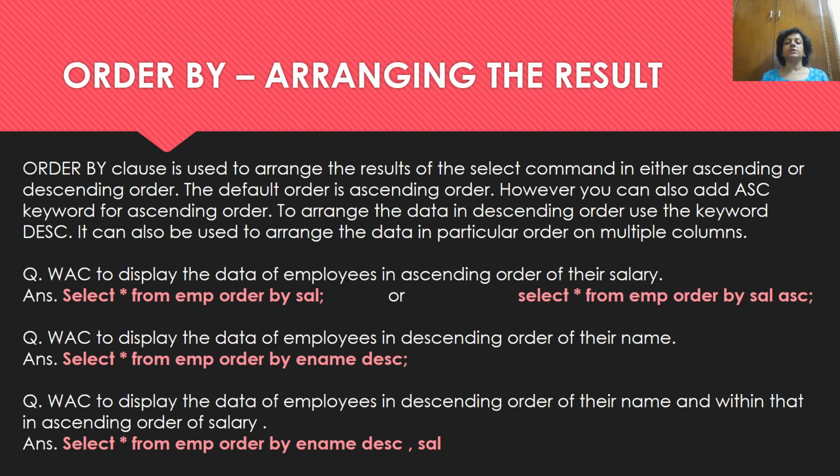The command to display the data of employees in ascending order of their salary is select star from M order by sal, or we can also say select star from M order by sal ASC. To display the data of employees in descending order of their name, the command would be select star from M order by ename DESC. To display the data of employees in descending order of their name and within that in ascending order of salary, the command would be select star from M order by ename DESC, sal.